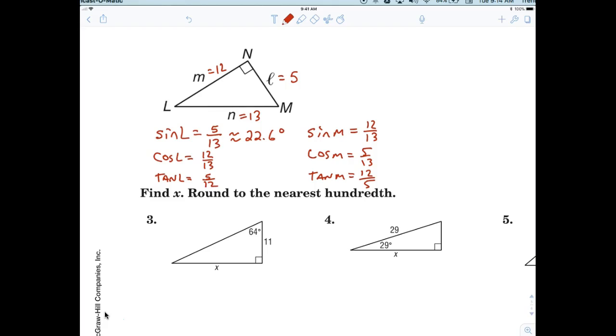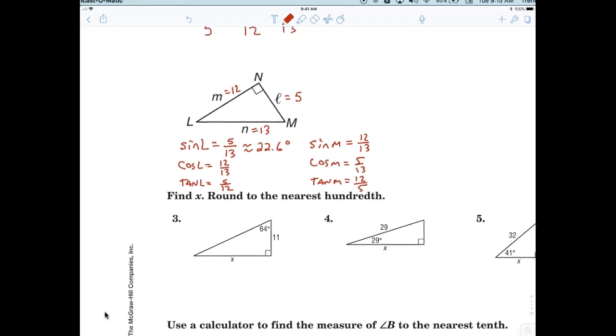On a standardized test, to save time, if you have to find both, could you just find one and subtract from 90? Yes, of course. This is just teaching you the relationships. That's all. All right, we've got lots of work still to do to figure out the answers.